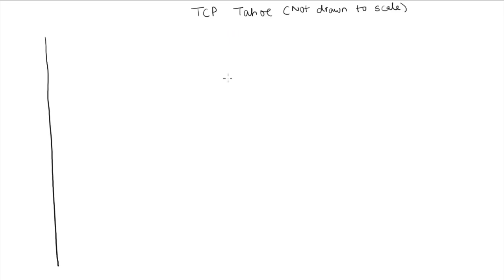So here is an example of TCP Tahoe. What I'm about to draw will not be to scale. What is important is the sequence of events. In other words, what event is happening in response to what event. This example is a bit complicated. I have specifically chosen it to illustrate the various aspects of the protocol, so pay attention.